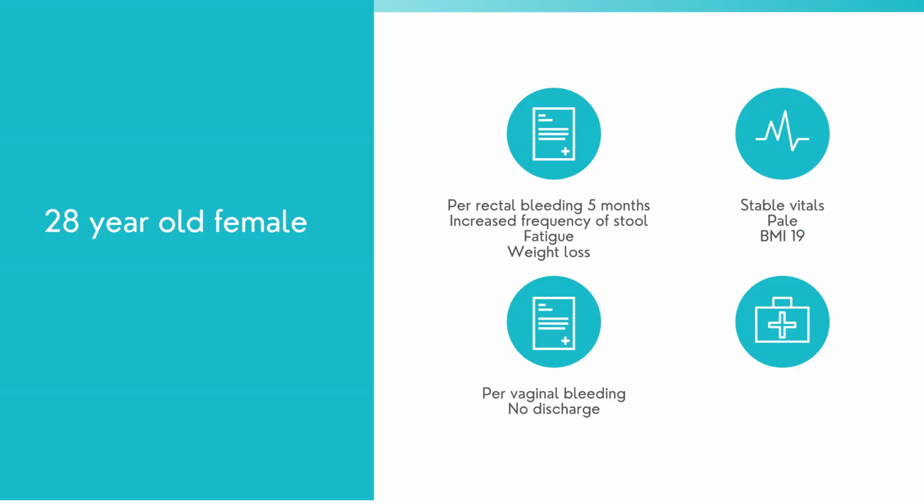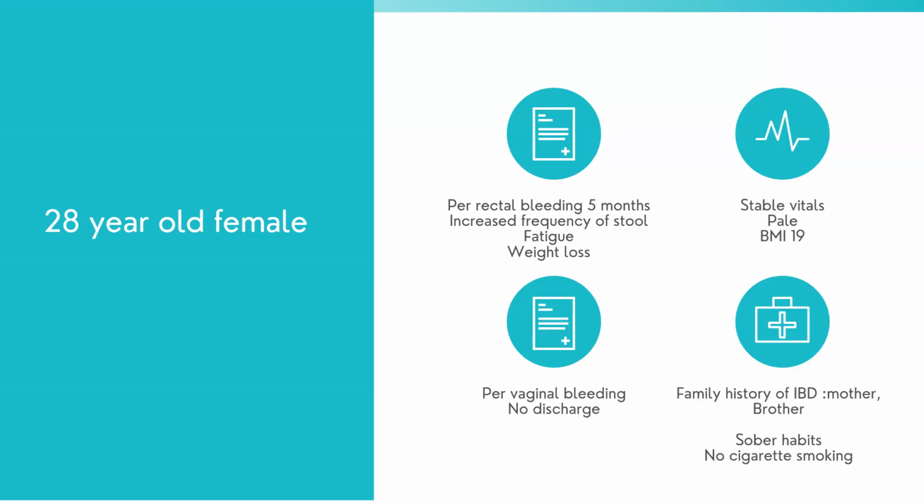Some of the initial evaluations showed vitals which were stable. She was pale and she had a low BMI of 19. In terms of further inquiry, she had a family history of IBD in the brother and the mother, and she was of sober habits; she's not used to smoking any cigarettes.